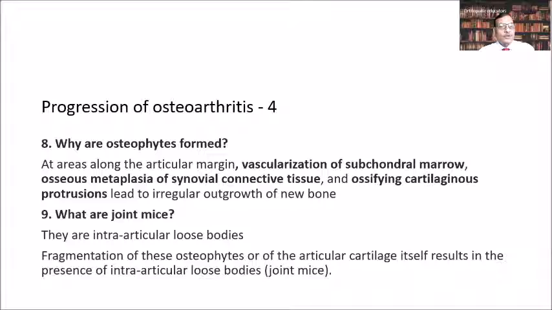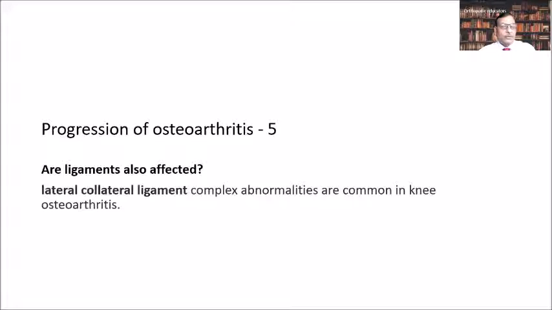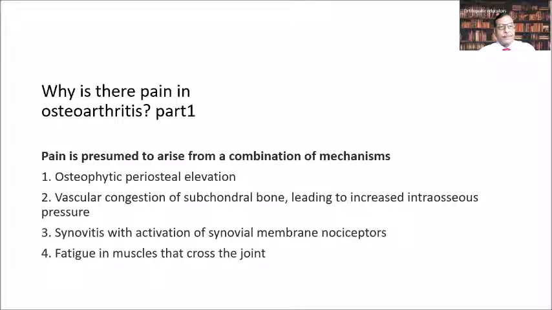What are the joint mice? They are intra-articular loose bodies. So intra-articular loose bodies are also called joint mice. And what are they composed of? It can be due to the fragmentation of osteophytes, or articular cartilage itself may result in the presence of intra-articular loose bodies. As the osteoarthritis progresses, are ligaments also affected? Yes, they can be affected. Most commonly, it is seen in the lateral collateral ligament, especially when there is a varus deformity.